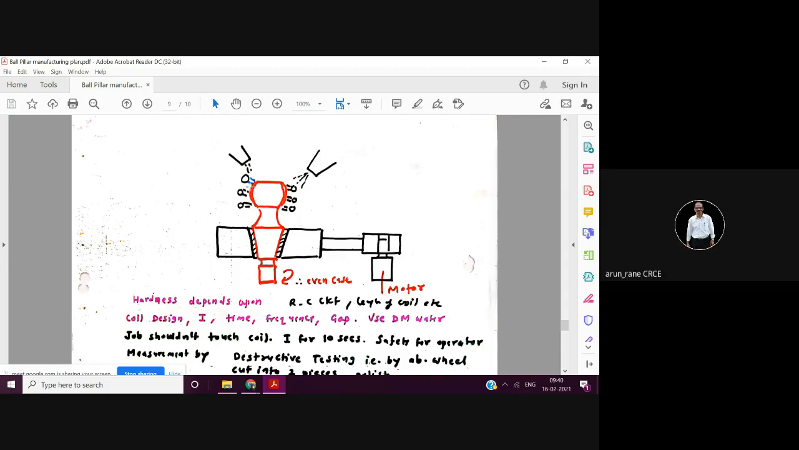Yes, because see, H is equal to I square RT, no? H is equal to I square R into T, where I is the current, R is the resistance, and T is the time, isn't it? So the resistance is fixed. So you can play with the current and the time. Depending upon that, the amount of heat developed will vary, and as per the heat, the depth will vary. So finally, the depth and the hardness is a function of current and time.